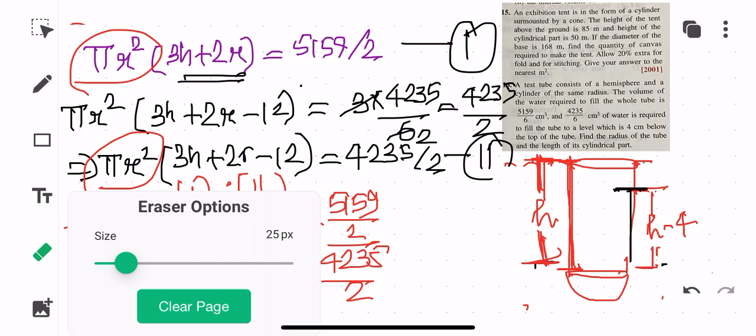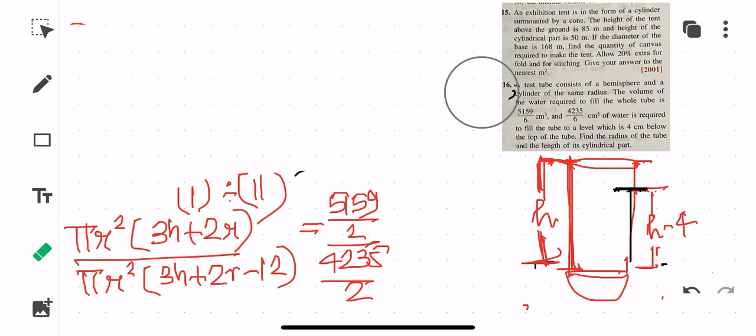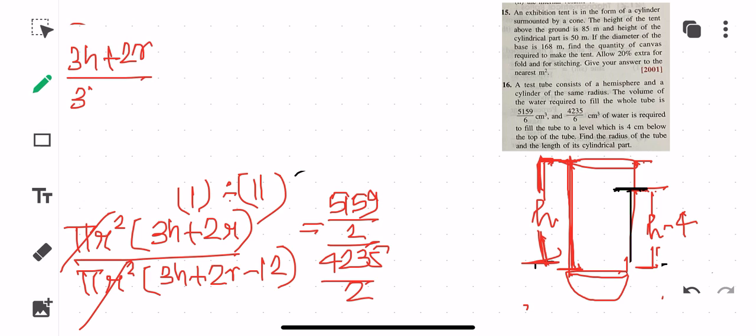Now we'll be just quickly solving this, children, to get the answer. Just I'll be erasing the rest. So what I'll be getting, this πr² is getting cut, so (3h + 2r) divided by (3h + 2r − 12) is equal to, this 2 is also getting cancelled, so you are getting 5159 divided by 4235.